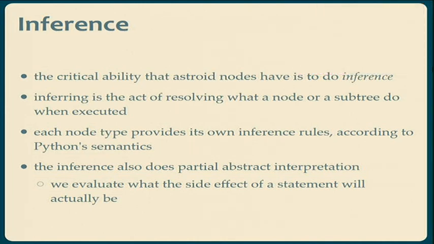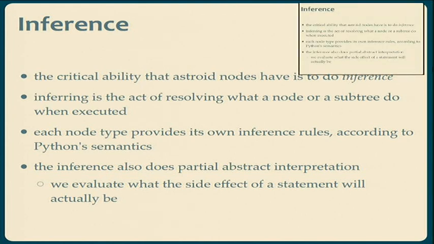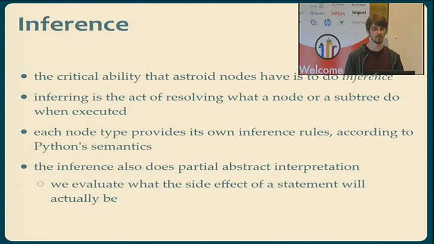And regarding this high-level understanding of the code, the most important capability that Astroid provides is the ability to do inference. And I don't mean only type inference, because in Pylint we are more interested in what the code does rather than what the type of a variable actually is. So inference basically is the act of solving or resolving what a node or a subtree actually does when executed at runtime. For instance, what a name node represents, or what a function call represents. And in Astroid, each kind of node has its own inference rules according to Python semantics.